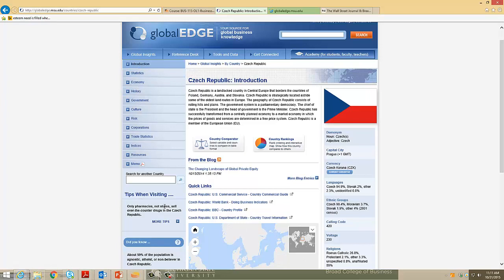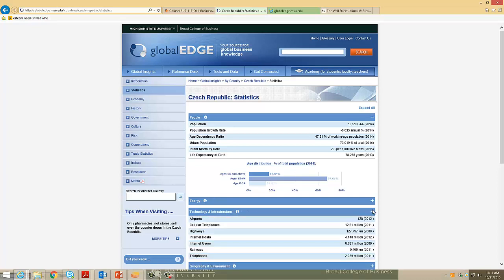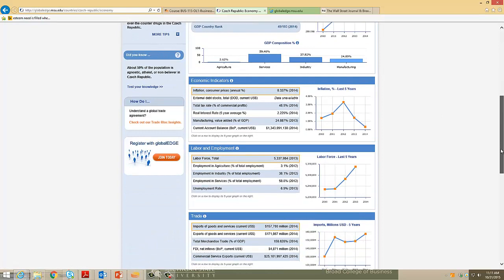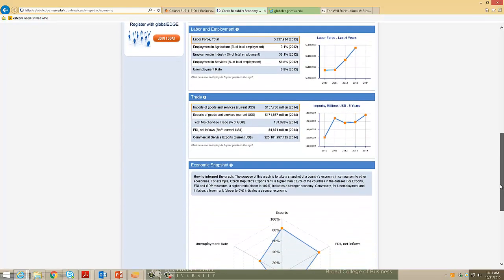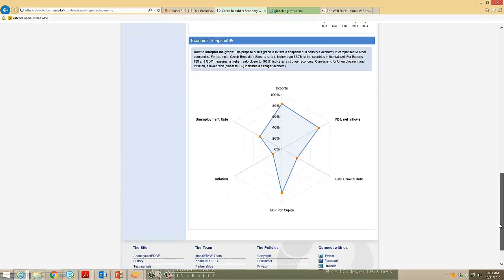Here's a handy tip. Only pharmacies, not stores, sell over-the-counter drugs in the Czech Republic. Let's see. Introduction, statistics. Here you're going to see a little bit about the technology and infrastructure. You can see how established they are. The economy, of course, always has good stuff. It tells you how the economy is doing, its current labor force, its current trade picture. This is a neat little snapshot. You can spend some time on that.